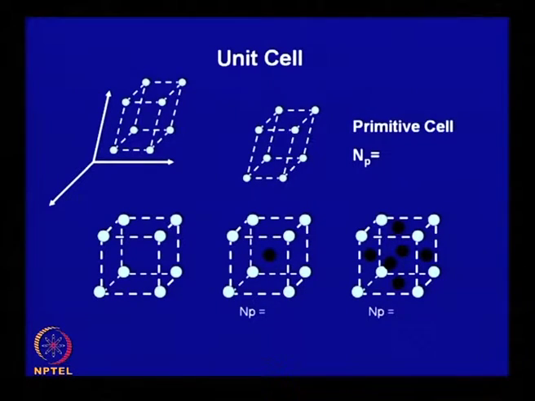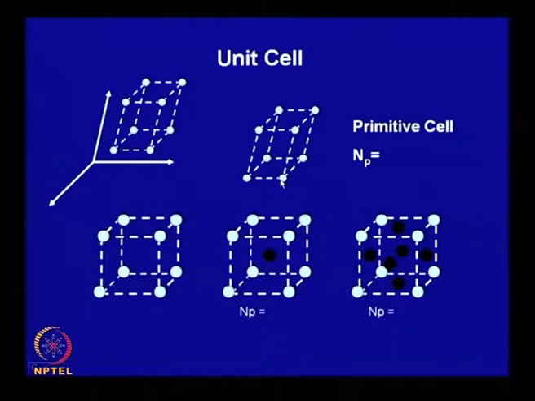Now, this is the lattice. This is the lattice structure. Now, when you have points, this is the smallest building block of that lattice called unit cell, and let us look at this particular unit cell.